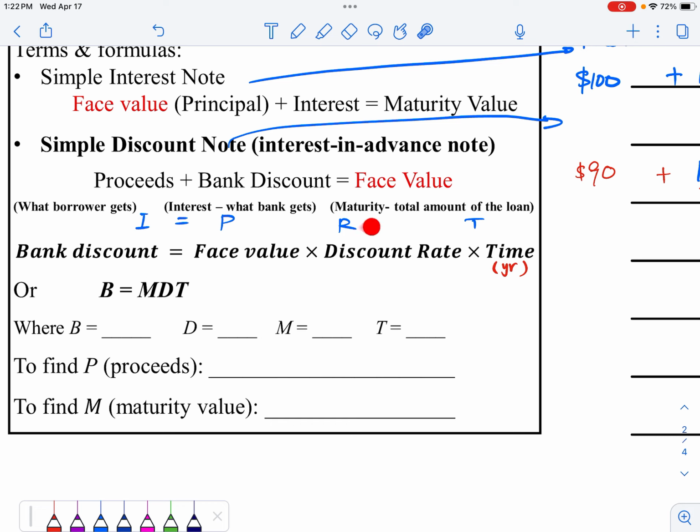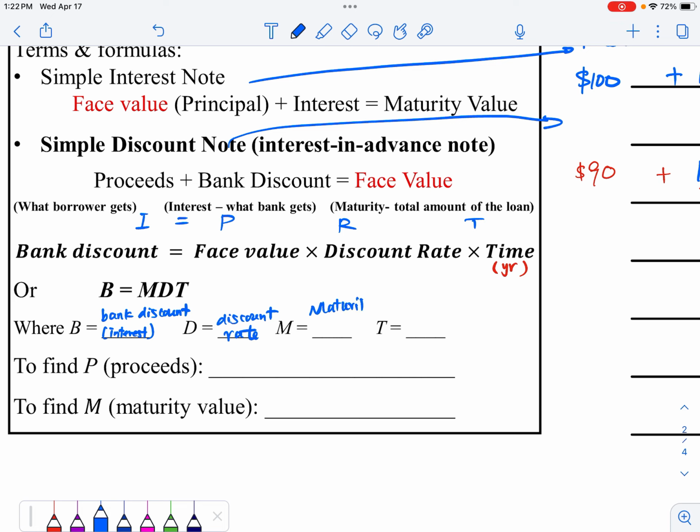Okay. So again, B is the bank discount. By the way, it's just the interest, the interest taken away by the bank. D is the discount rate, which is simply the interest rate. And M is the maturity value.